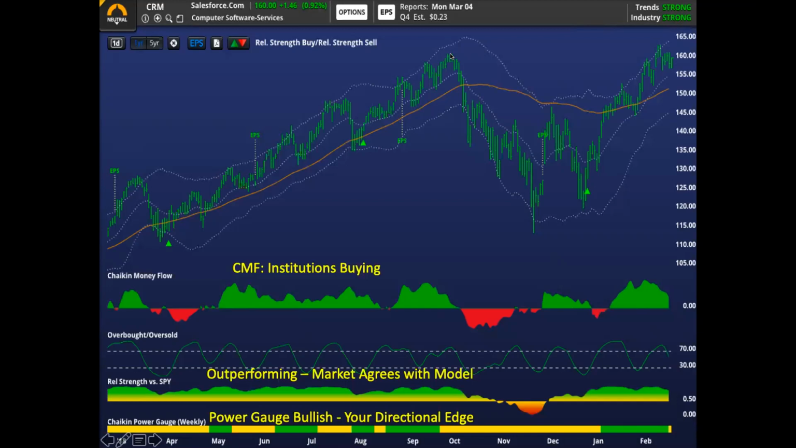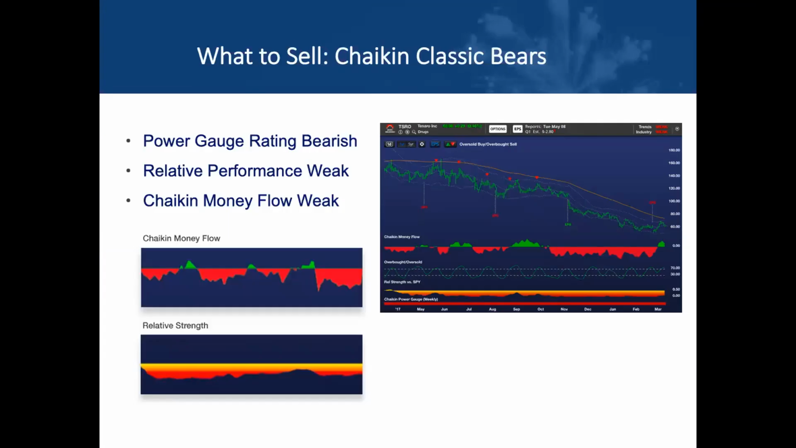You can make a lot of money in a bullish vertical call spread or just by buying calls outright with confidence, knowing that you're going to lose 30% of the time, probably make money 70% of the time, but your winners are going to be huge. Now, the classic Chaikin bear was really important in 2015.